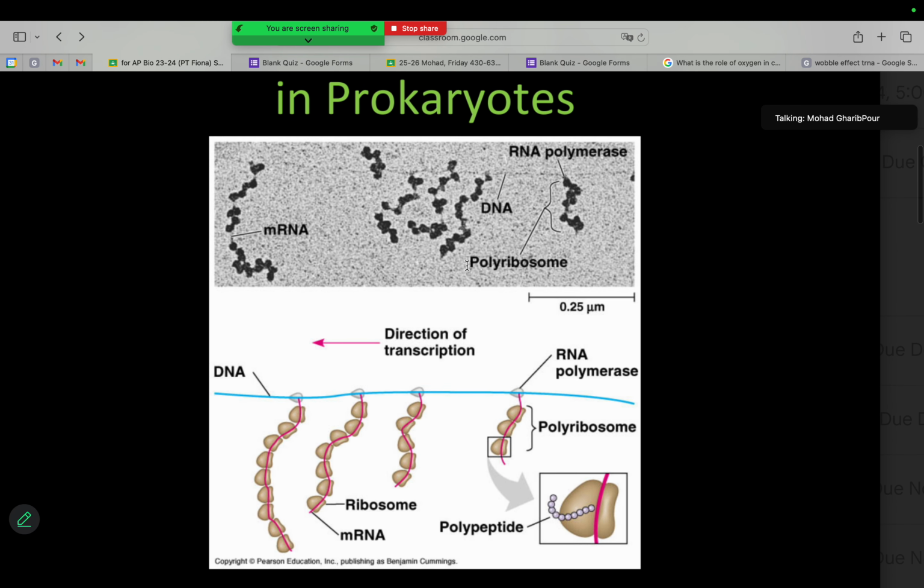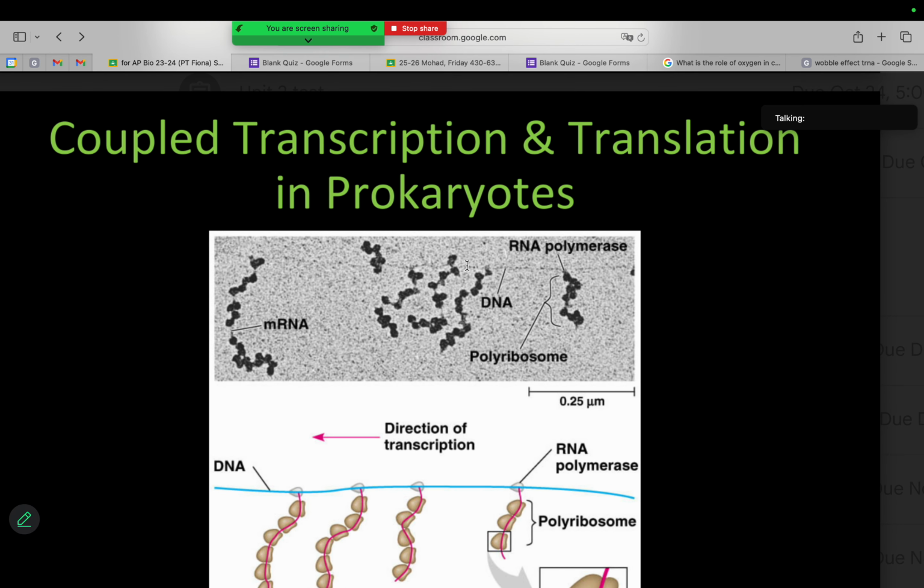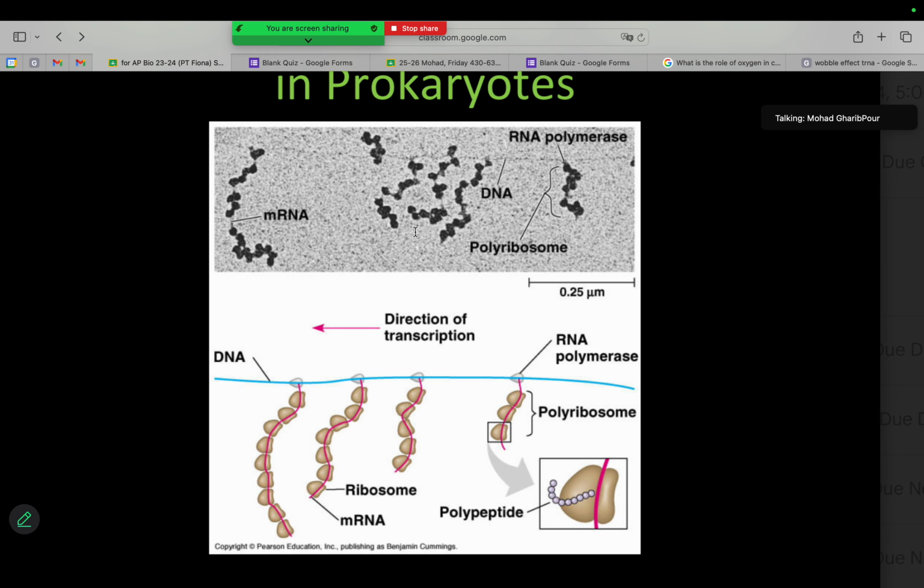Coupled transcription and translation in prokaryotes. So as you can see, prokaryotes, again, are doing everything all at once. You have your DNA strand, a long piece of DNA strand. Let me just draw it out so you can see it. DNA is running right there. That's my DNA. Again, prokaryotes.